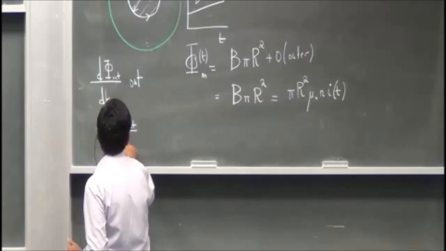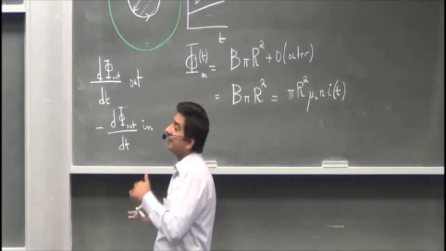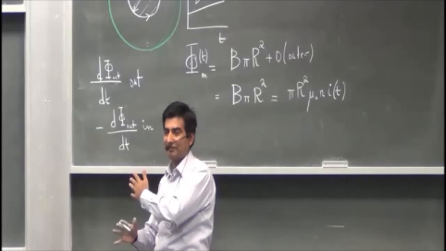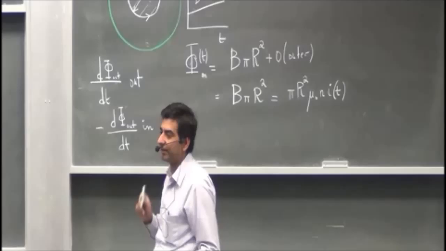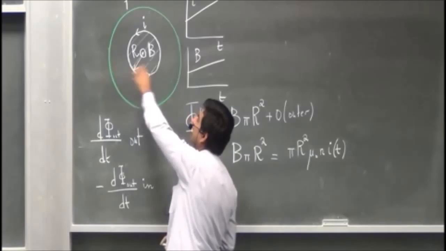So if I put a minus sign with this, minus d phi out by dt, then this is really pointing in. Remember, flux is not a vector, it's a scalar. But I can assign a positive or negative sign to it. And this is the meaning of the negative sign here. I look at the negative of the direction in which the flux is increasing. So if the flux is increasing coming out, minus d phi by dt is going in. Now, if minus d phi by dt is going in, that determines the direction of the electric field, E dot dl, or the current that flows as a result. Or you can look at this in the following way.